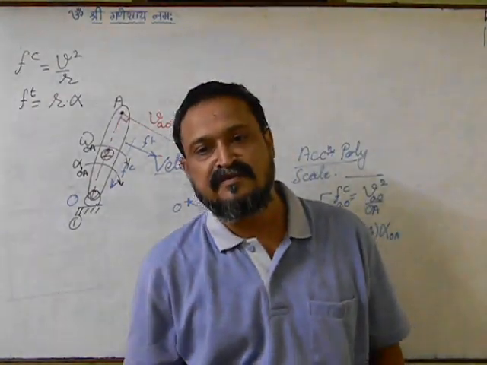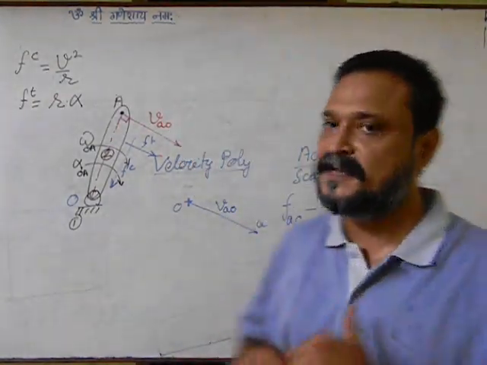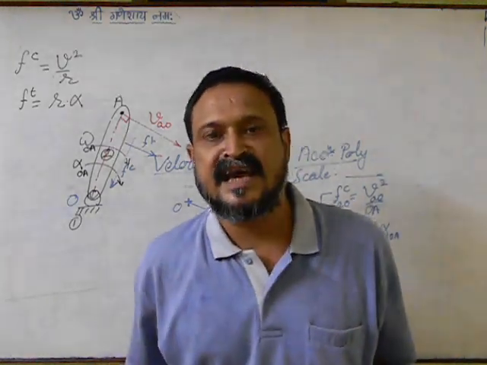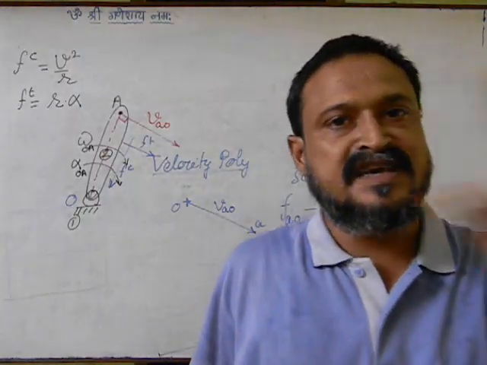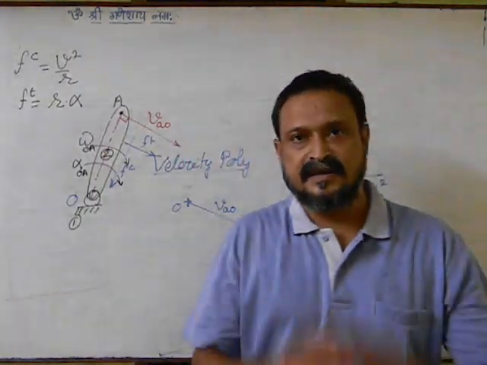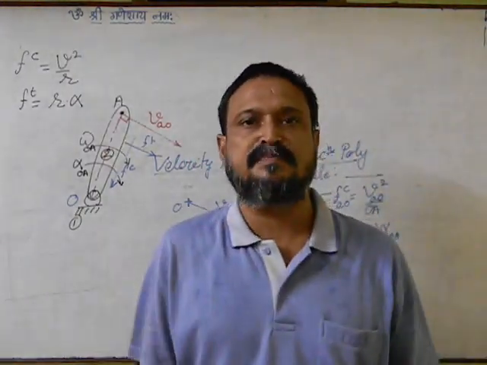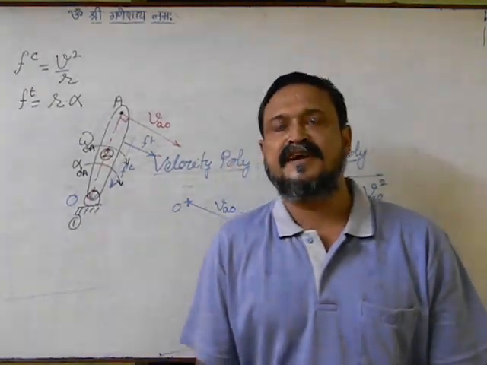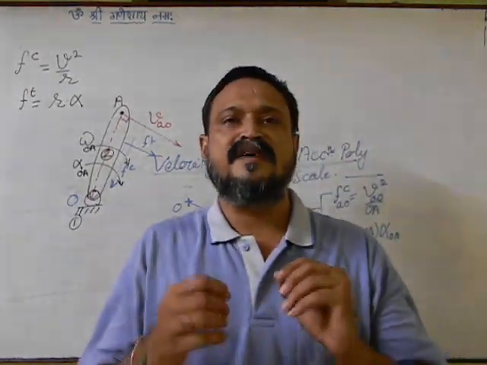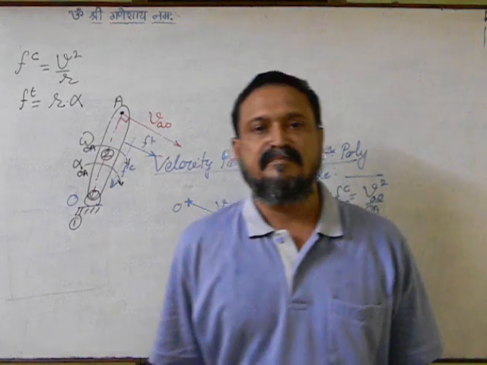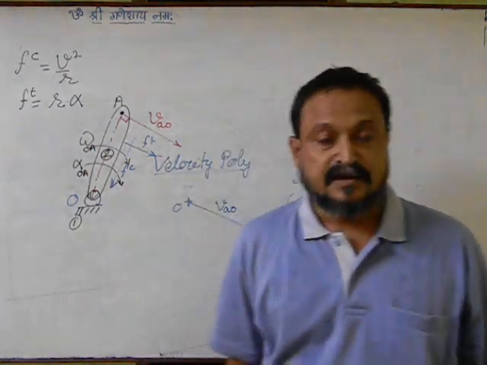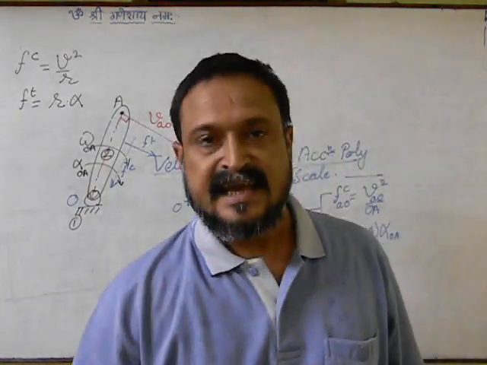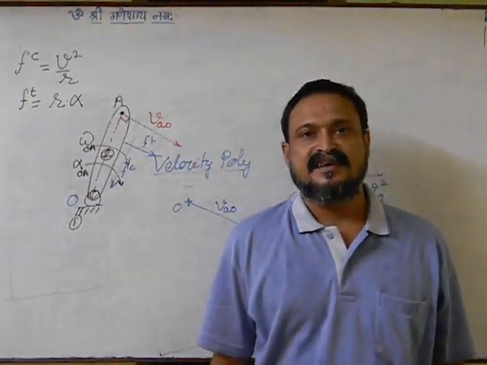So that is how, when we apply these conditions in a given mechanism, we can determine the accelerations of each and every joint in that mechanism, and once the polygon is done we can find out the acceleration of any point on that mechanism. So that is how we can do the acceleration analysis. So that's all in this session.